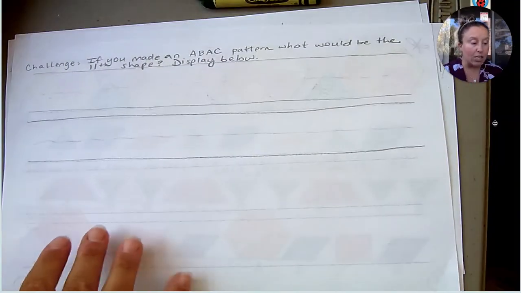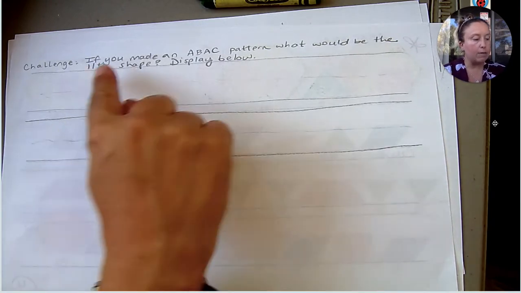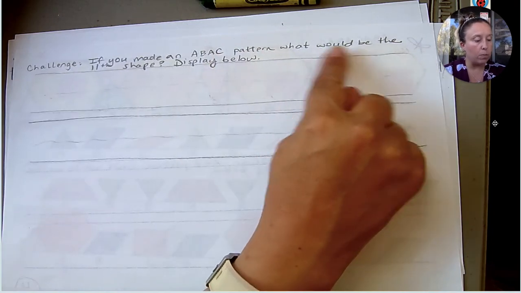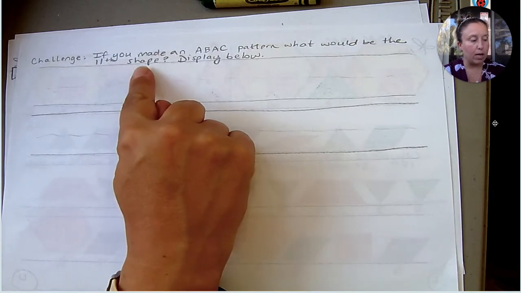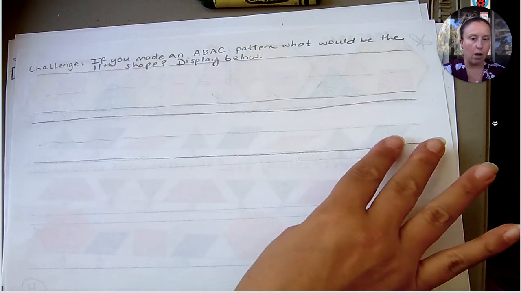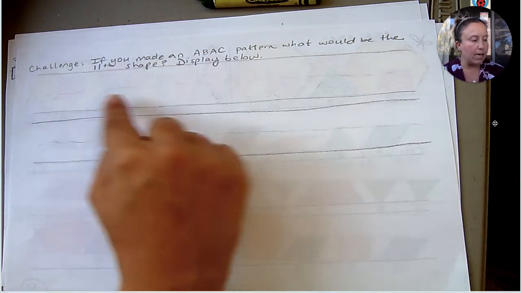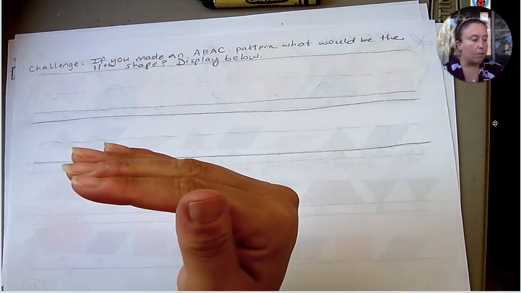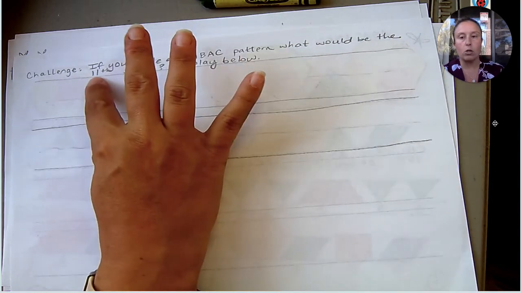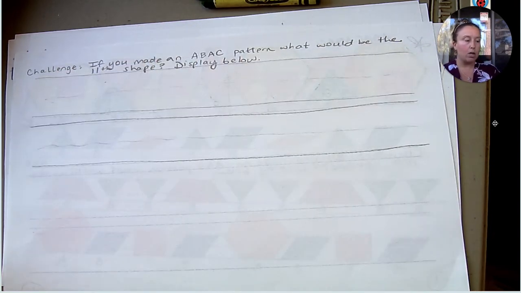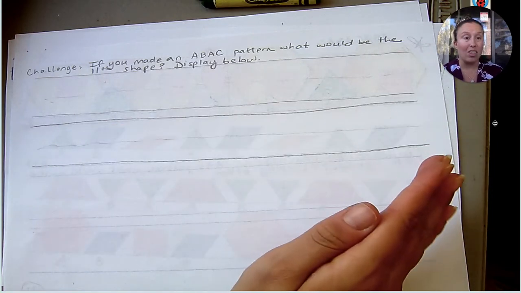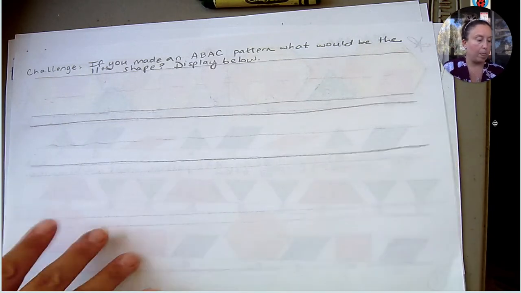And your second challenge question is, if you made an ABAC pattern, what would be the 11th shape? And display below. So you see, I just turned my paper over and I drew myself some lines. So I would want to draw an ABAC pattern of my choice, make sure it fits that pattern's parameters, and then I want to find out which one will be the 11th shape. So I would probably count out and draw all the way until I got to the 11th shape. Okay.